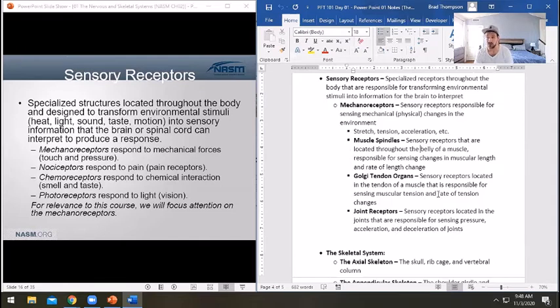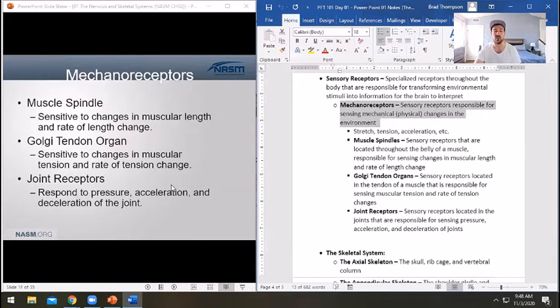You've got chemoreceptors. They respond to smell and taste and things like that. Photoreceptors are in charge of sensing light. So there are so many different types of sensory receptors. But the big ones we want to talk about are the proprioceptors. We're not going to talk about the ones in your skin, although those are really cool. Instead, we are going to spend our time on these major three: the muscle spindles, Golgi tendon organs, and then we're lumping joint receptors together here. Their job is to sense things like stretch or tension, acceleration, deceleration, whatever.